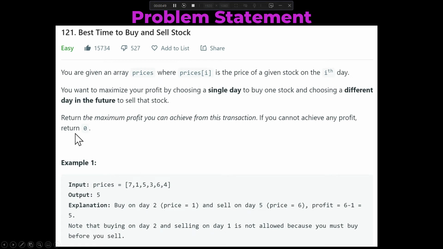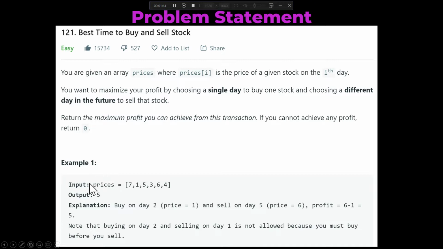So this is the problem. You are given an array prices where prices[i] is the price of a given stock on the ith day. You want to maximize your profit by choosing a single day to buy one stock and choosing a different day in the future to sell the stock. Return the maximum profit you can achieve from this transaction. If you can't achieve any profit, return 0.